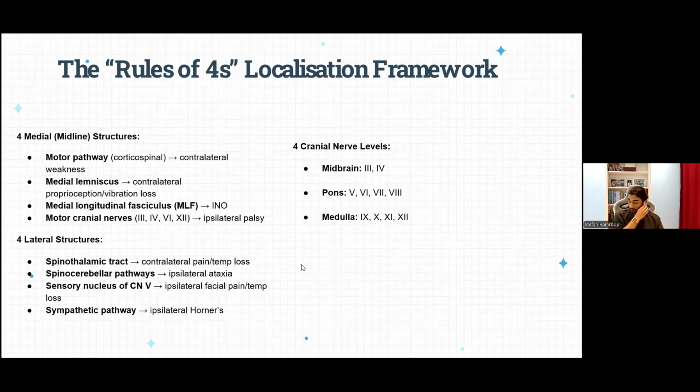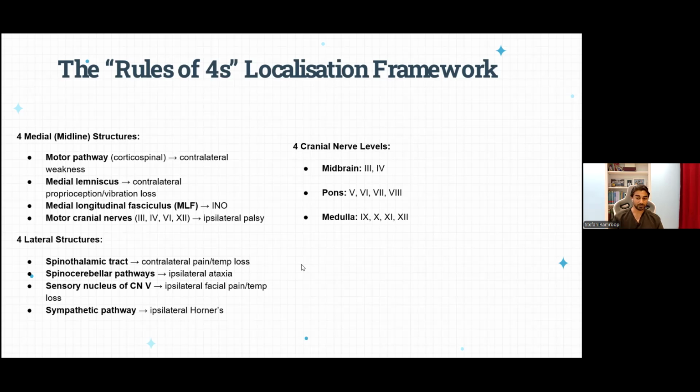So the four medial structures to remember would be, one, the motor pathway, specifically your corticospinal tract, where a medial lesion will produce contralateral limb weakness as a result. The medial lemniscus carrying proprioception and vibration. Involvement here will cause contralateral loss of fine touch and position sense. The medial longitudinal fasciculus, if involved, you can get internuclear ophthalmoplegia. Then the motor cranial nerve nuclei, which lie medially for cranial nerves 3, 4, 6, and 12, and damage here can produce ipsilateral cranial nerve palsies.